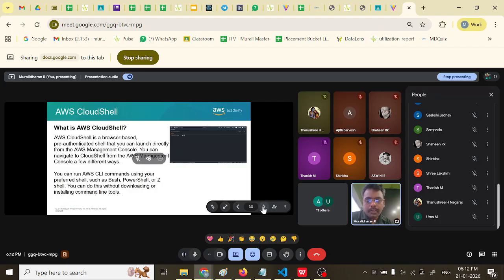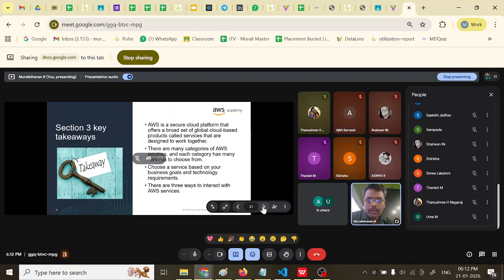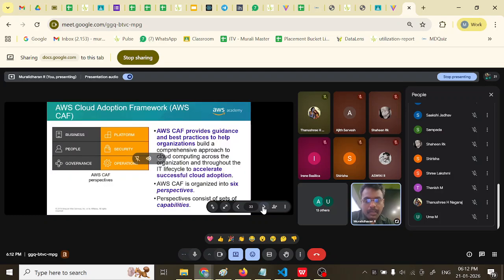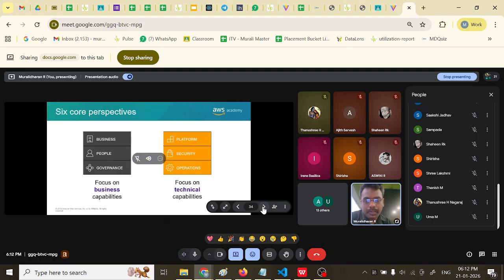Then we talked about AWS CloudShell, which is a command line interface that is already in the AWS management console, which we can use. Then we talked about moving to the AWS Cloud Adoption Framework. What does cloud adoption framework mean? It is how we are going to adopt the cloud, with a framework already set, mainly for our business needs. There are six perspectives: business, people, governance, platform, security, and operations.